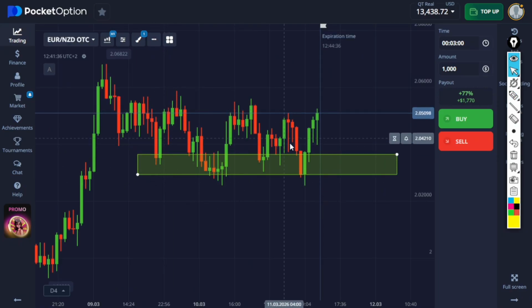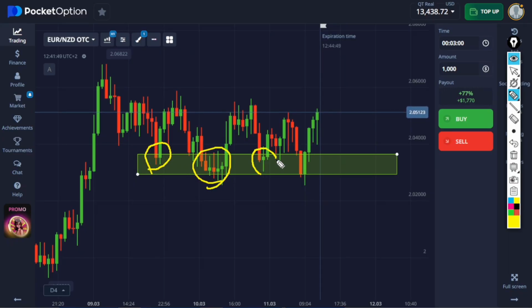Now, this is just a little change of scenery here. I switched up the asset and I went ahead and marked up the support zone on the hourly time frame. Okay, we have 1 touch, 2 touch, 3 touch, 4 touch. 4 reactions off this support zone. So it's a pretty sturdy support zone.